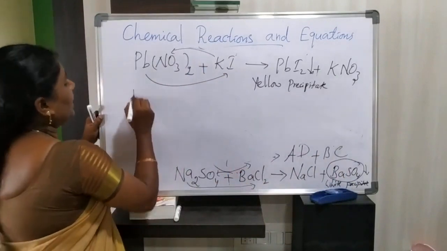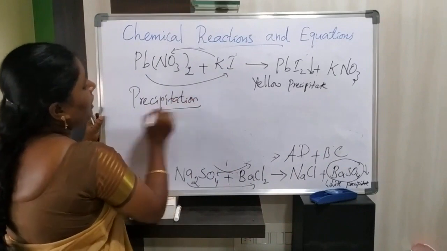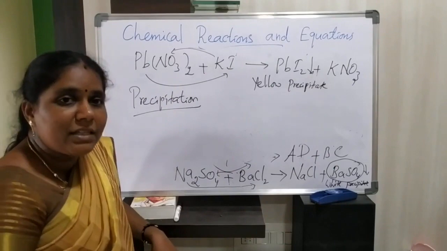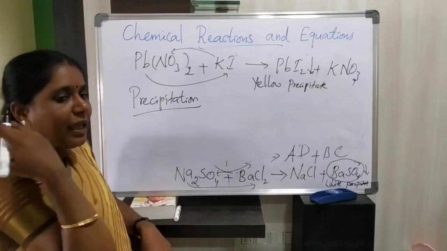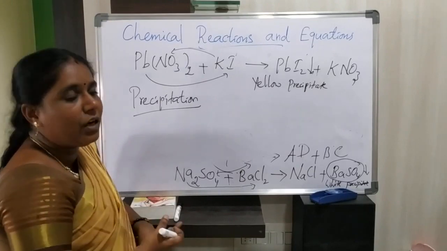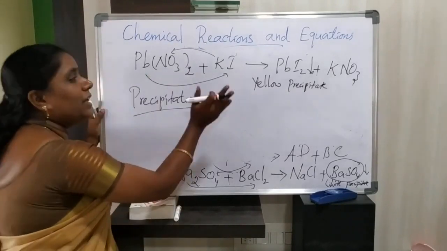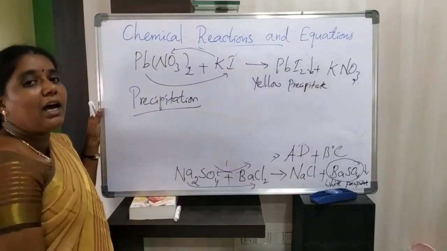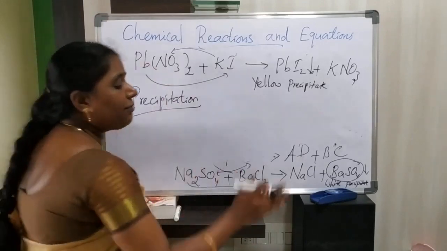What is meant by precipitate? We already discussed precipitation reactions. We know very well a precipitate is a solid product, an insoluble substance present in the solution. A chemical reaction that forms a precipitate is called a precipitation reaction. So these precipitation reactions are generally double displacement reactions. Most of the double displacement reactions form a precipitate.